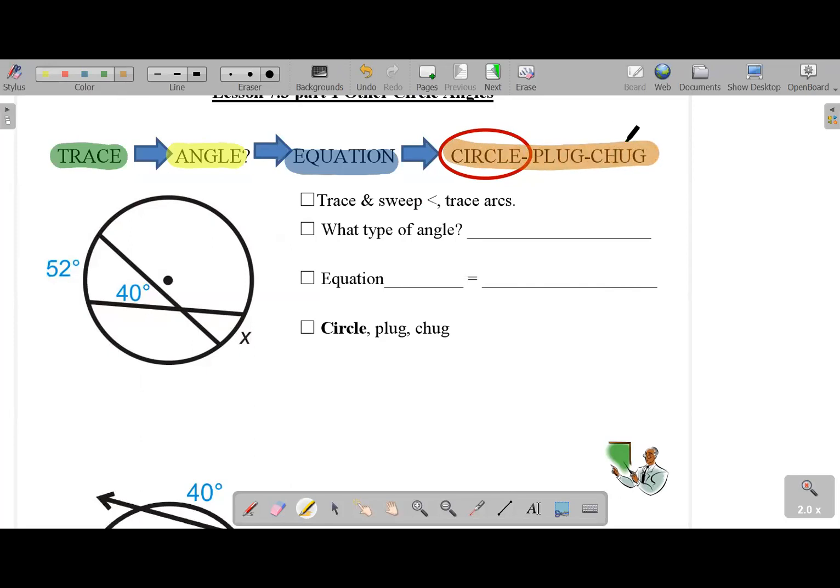We're going to model this for this top problem. So step 1, I'd like you to just physically trace this angle, physically trace it. In 10 seconds, I'm going to land on someone and the question's going to be, what kind of angle is it? 10 seconds.